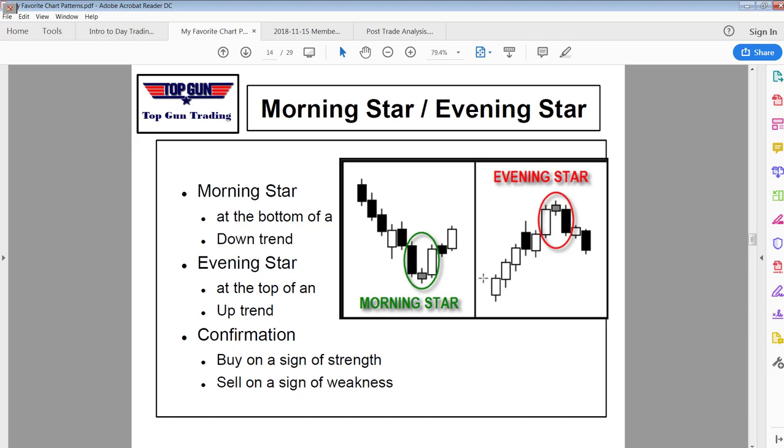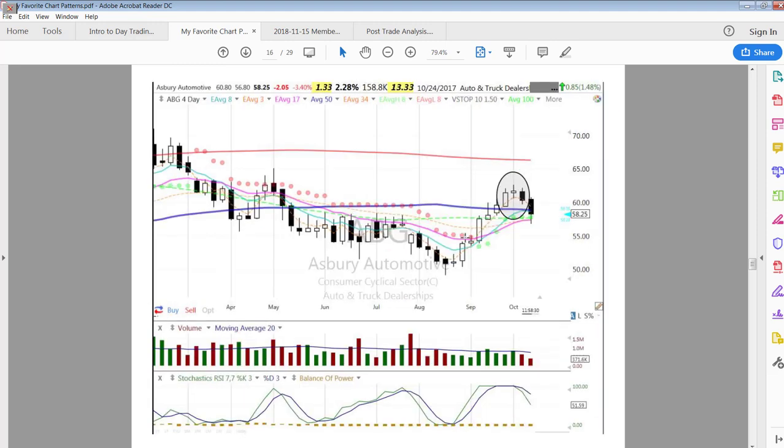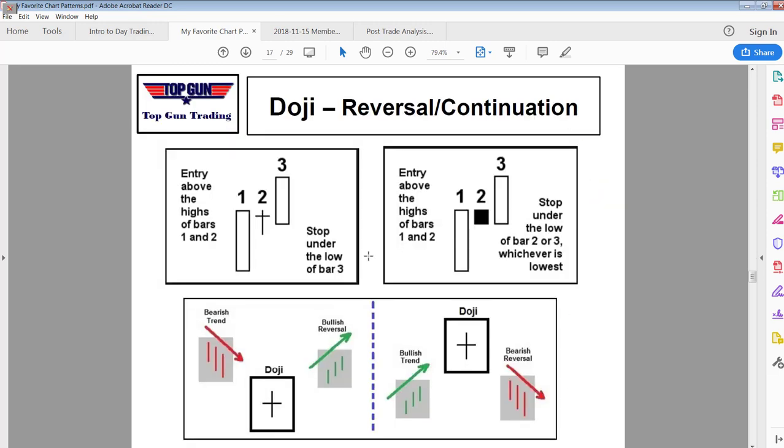Here's the morning star, and the evening star, the opposites of one another, mirror images. Basically V reversals. Buy on a sign of weakness, sell on a sign of strength, and your stop is really tight, either at the upside or the downside. And look where they are in swings.